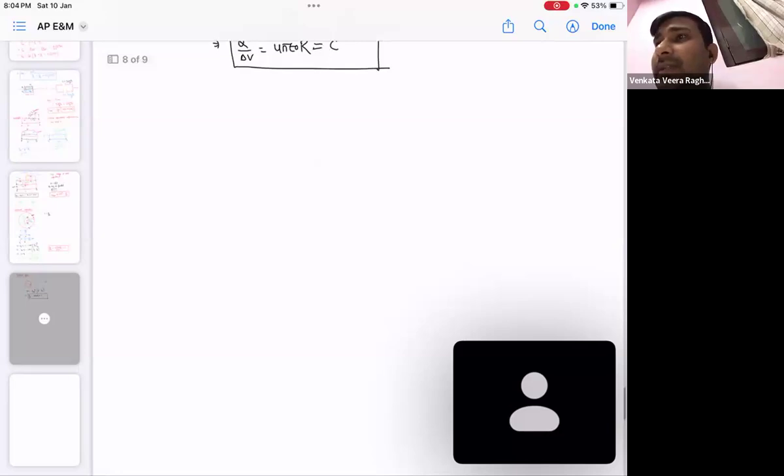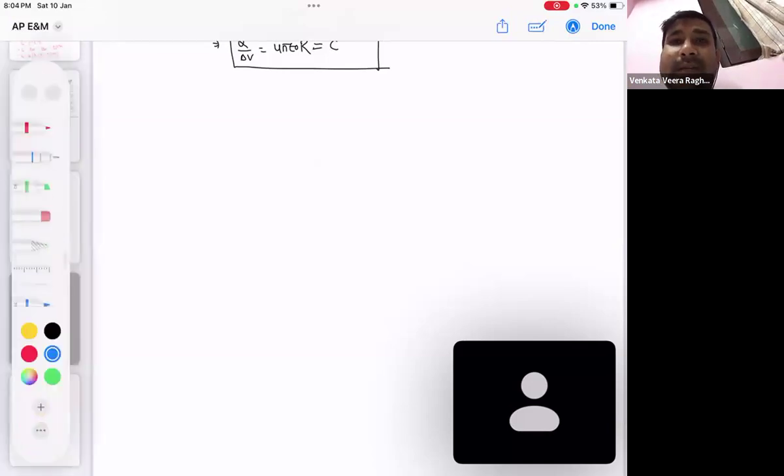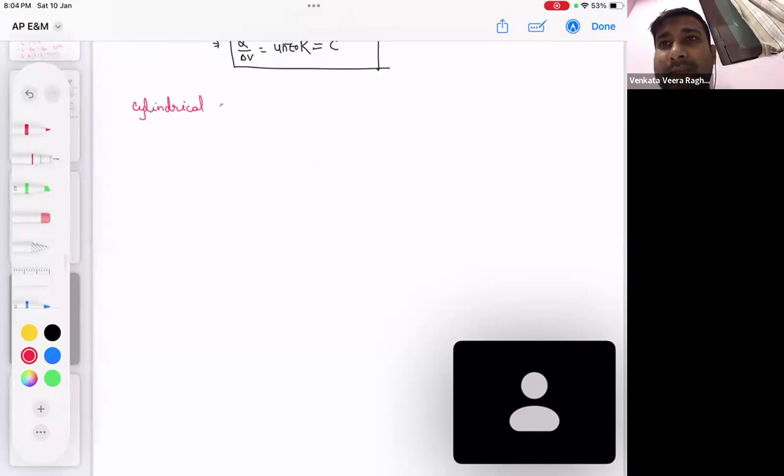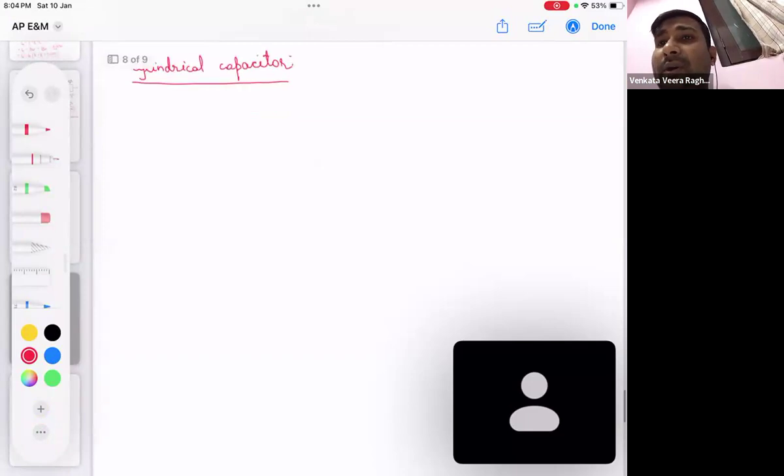So cylindrical capacitor means what? Here the conductor is in the shape of what? The cylinder, okay? So the third type of capacitor we have is the cylindrical capacitor, okay? So here the conductors are in the form of what? The long cylinder, okay.